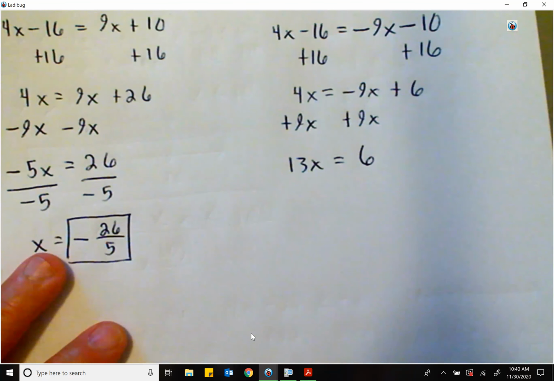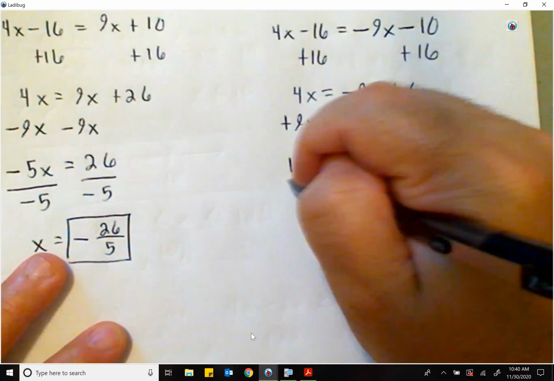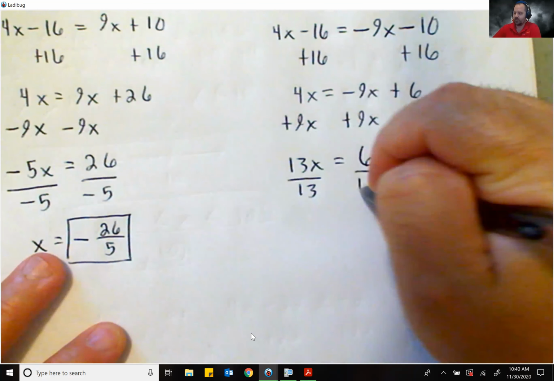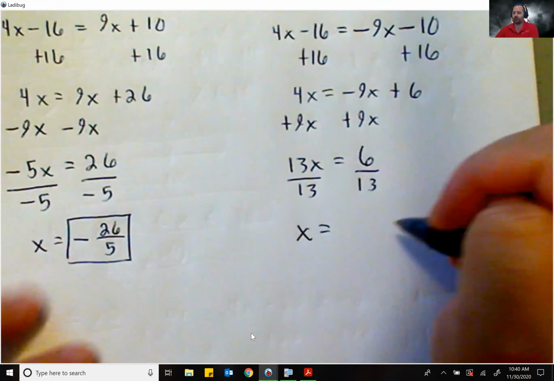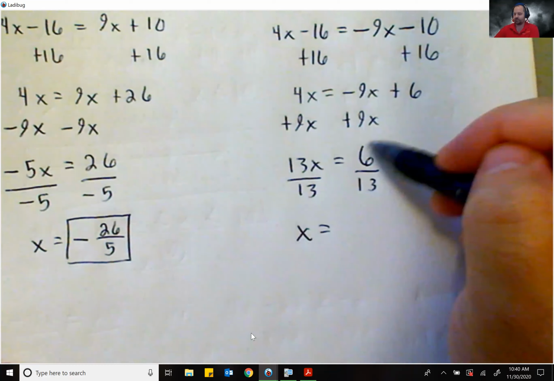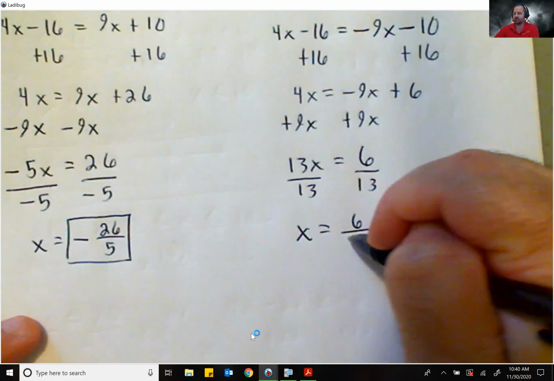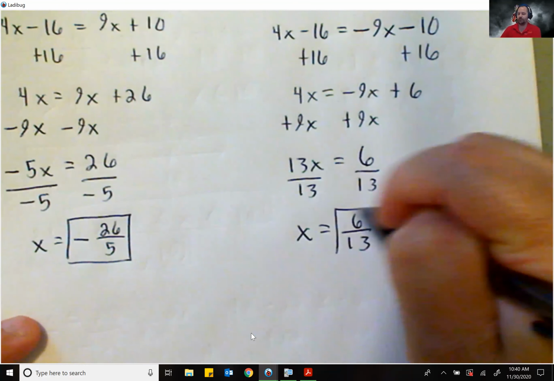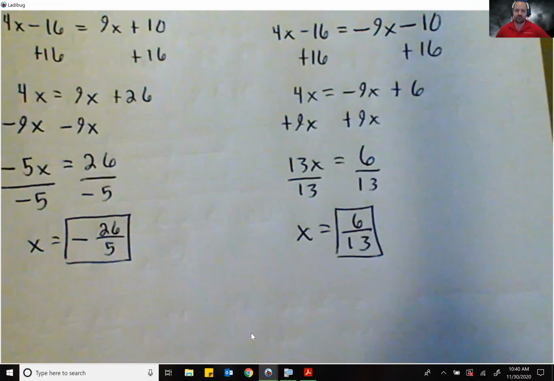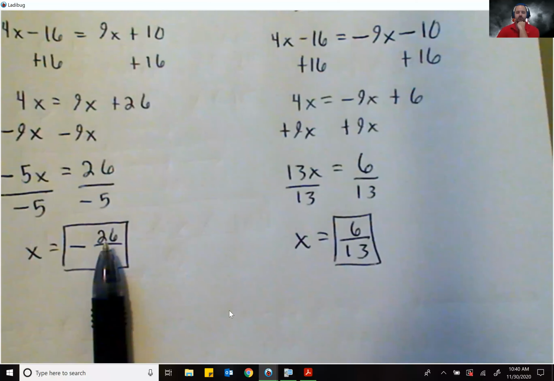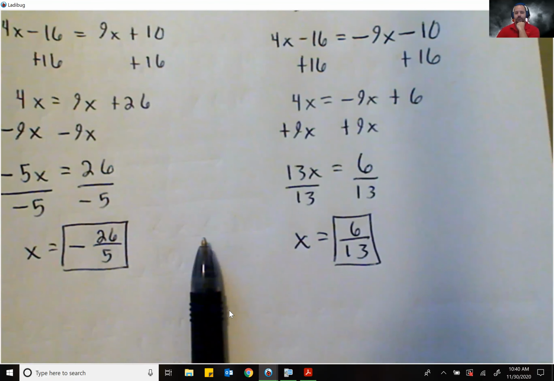Divide by 13 on both sides. Yeah, you guys are killing it. So x is equal to, and if you go to your calculator, this does not reduce. So it stays as 6/13, and those are the two answers. You'll just put a comma between them. Cool beans?